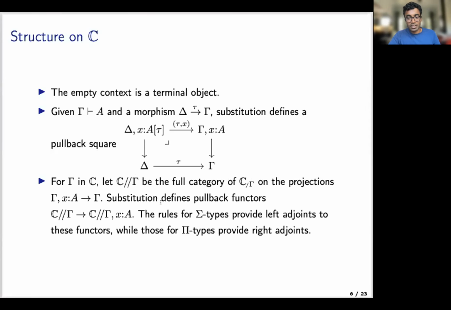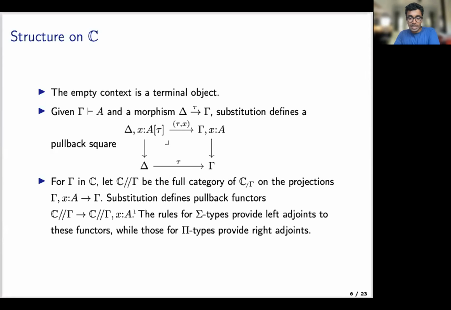And substitution, the previous thing that we've defined over here, then defines a pullback functor. So what I mean here is that if we apply substitution to the map tau being this projection, then we get pullback functors between these categories of types. So categories of types over gamma, categories of types over the category of types over gamma extended with x of type A. Does that make sense?